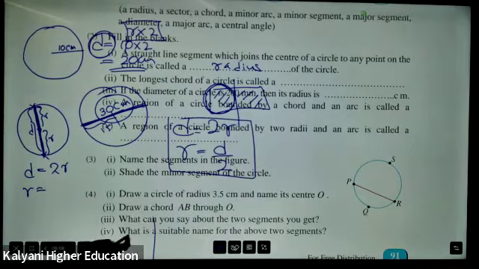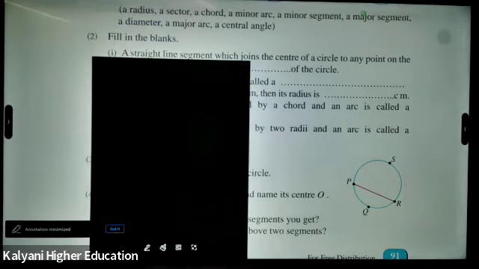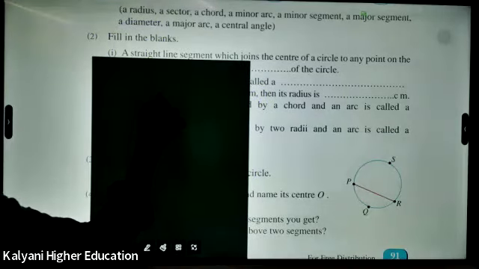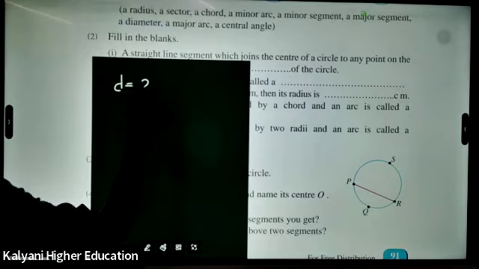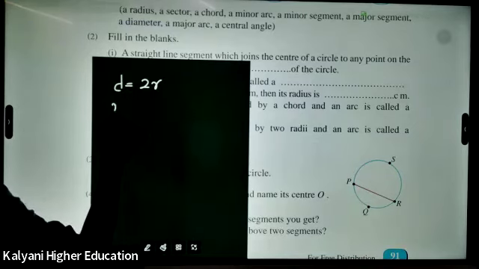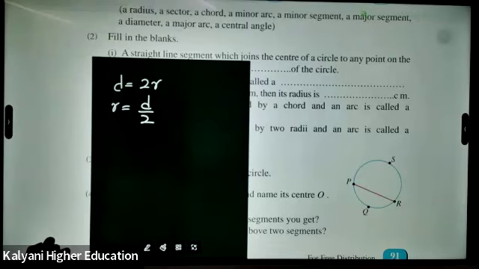Look at this. Wait, give me a second. I erased it. Look at this one. Now the relationship you should write like this. The diameter is equal to twice the radius. The radius is equal to half of the diameter.